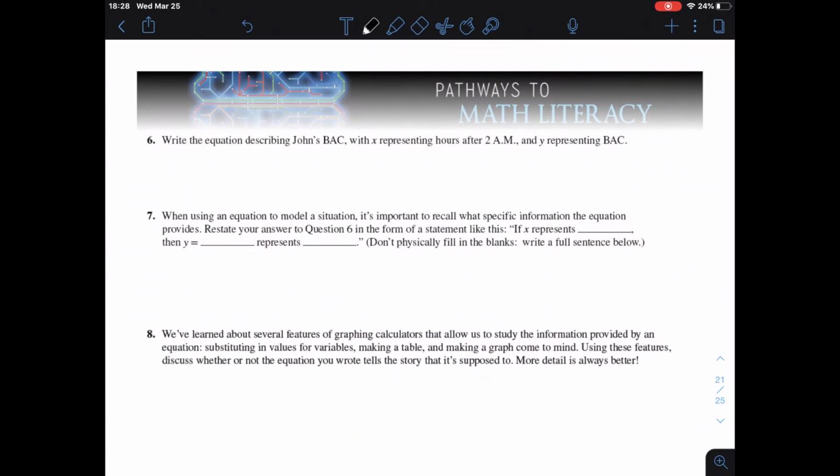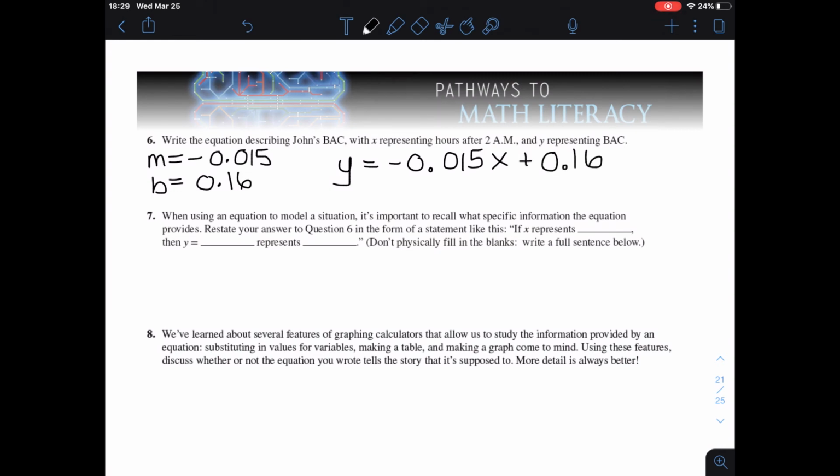So if we want the equation, our slope, m, is the negative 0.015, and the value of b is that y-intercept. It's starting out at 0.16, okay? So this tells us the value y, which is his blood alcohol concentration, is the slope, negative 0.015, times the time after 2 a.m., plus that y-intercept, which is 0.16.